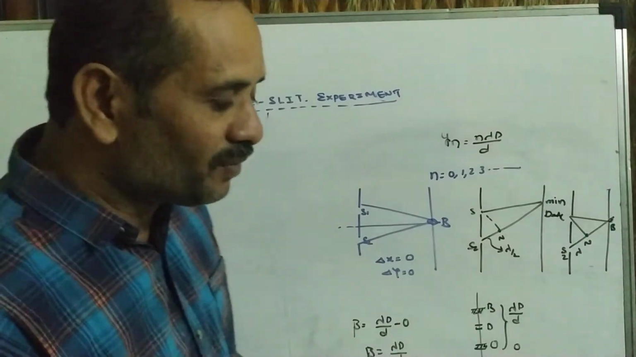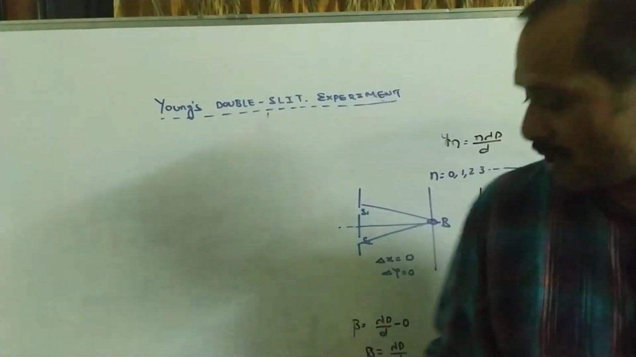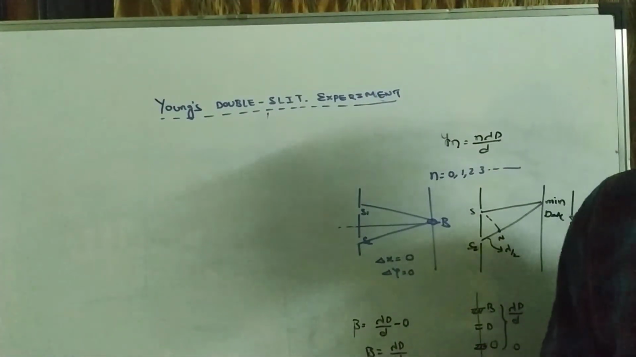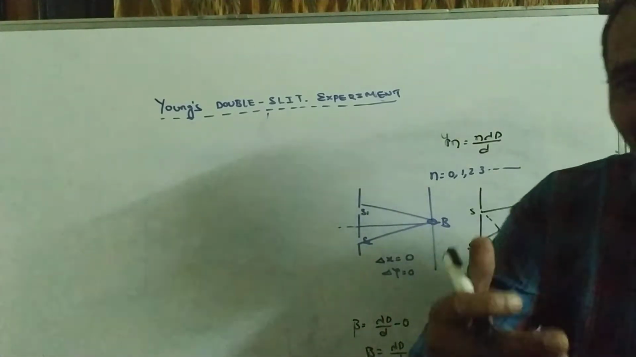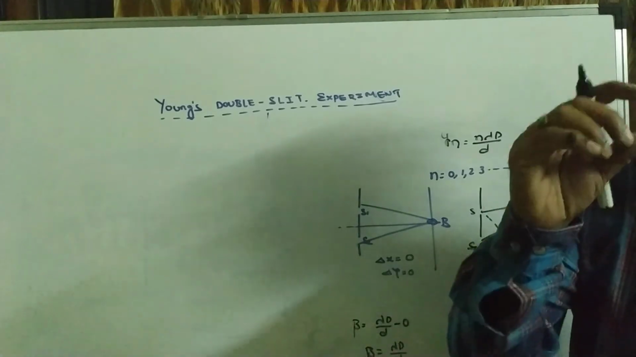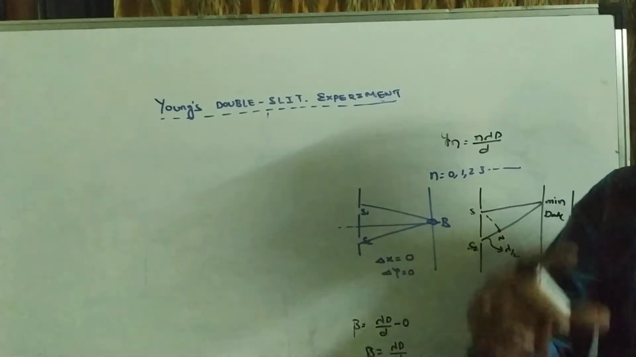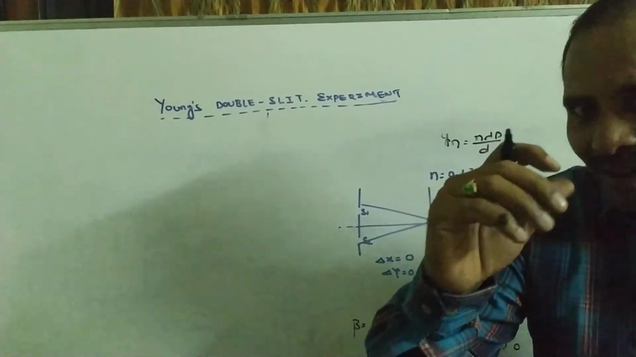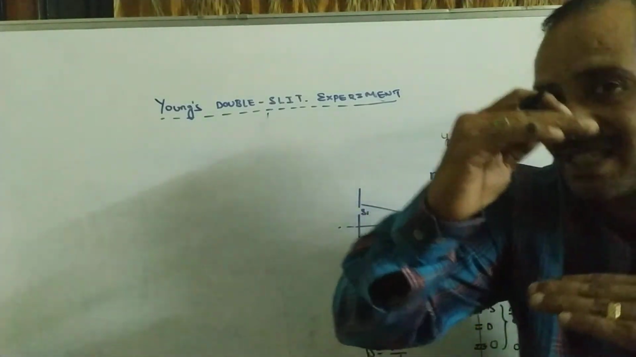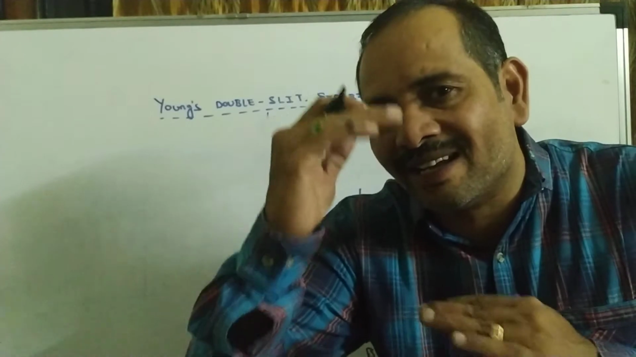That means fringe width is directly proportional to the wavelength of the source used, directly proportional to the separation between the slits and screen, and inversely proportional to the gap between the two slits. If the gap between the slits is small, fringes are far apart. We can observe it clearly.